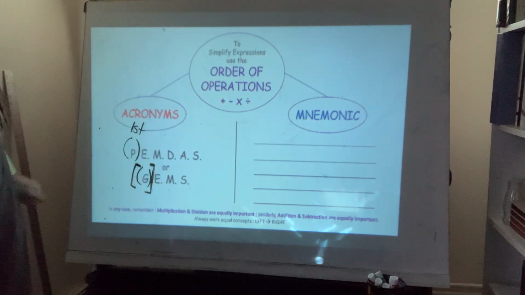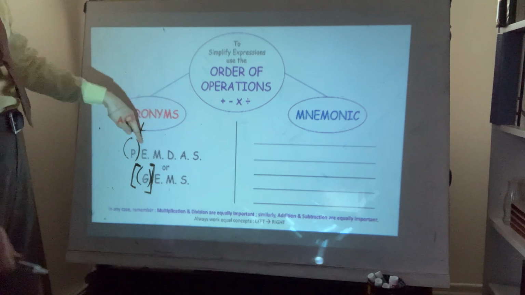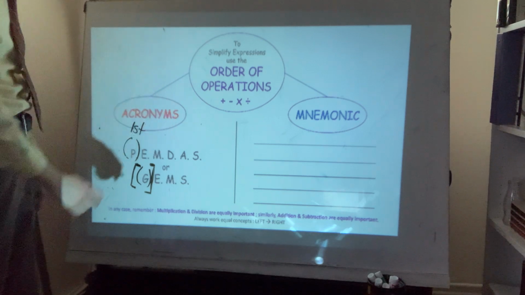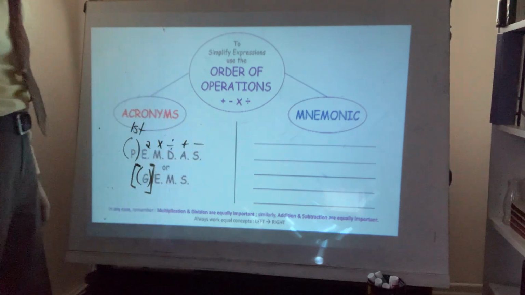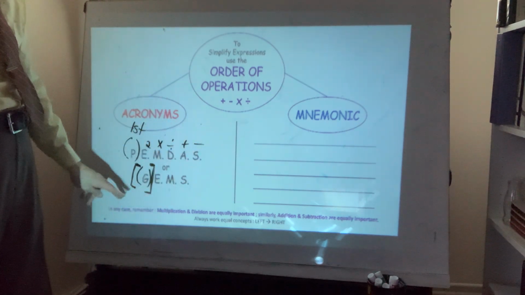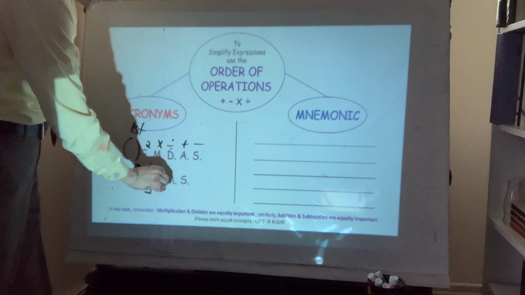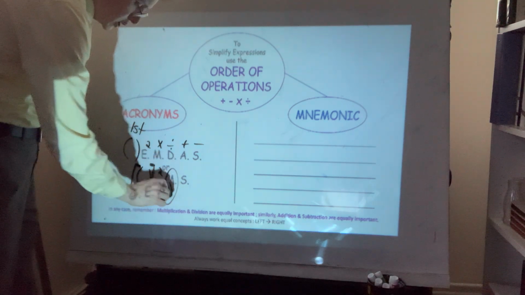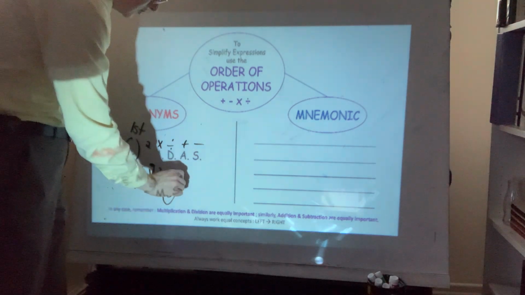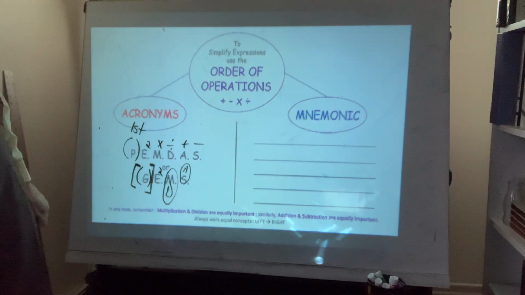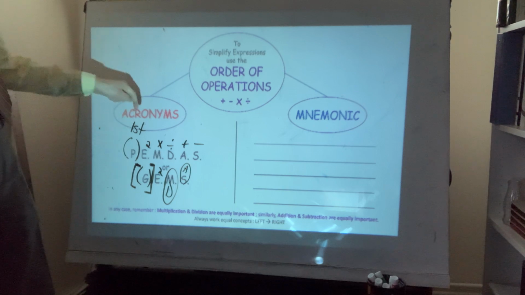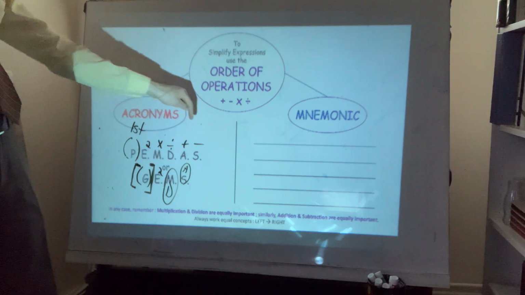Anyhow, that's an acronym: exponents, multiplication, division, addition, and subtraction. In the case of GEMS, my understanding is that we basically just have exponents, then multiplication and division, and then addition and subtraction, but they just don't use those initials. Anyhow, this is the order that you should follow.